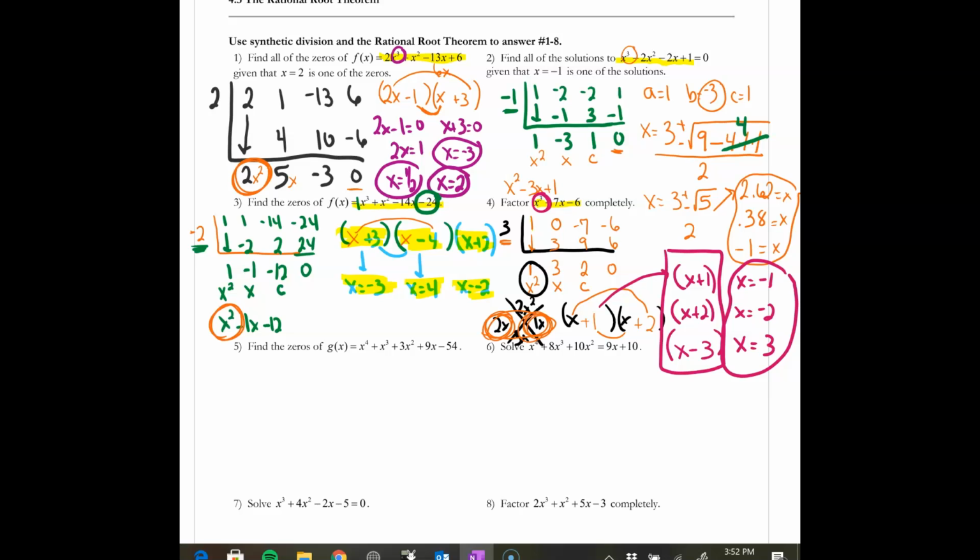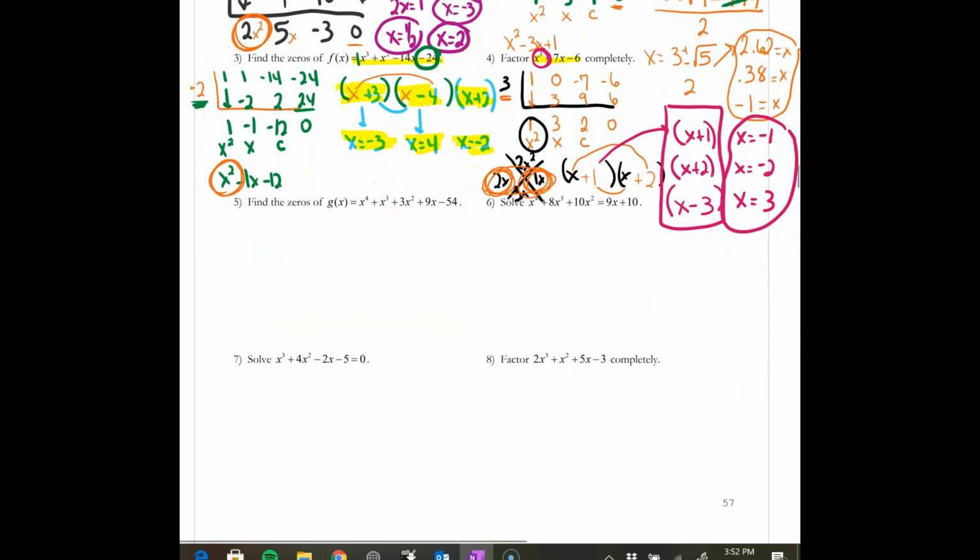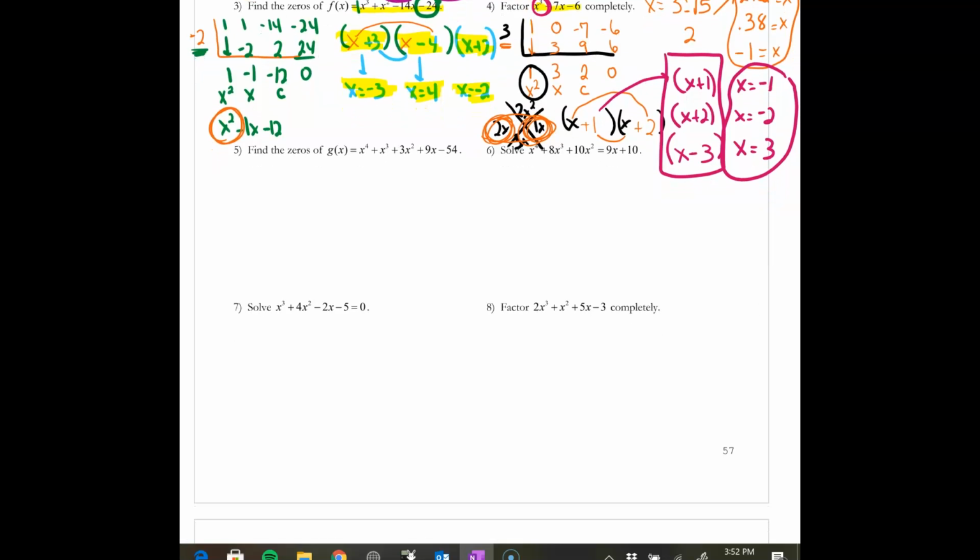So let's try another one. So let's just jump to, I don't know, let's try number 8. It does say factor completely. We will factor, but then I'm going to also solve. So again, if I did try to factor this problem right here, it would not factor. It wouldn't work.